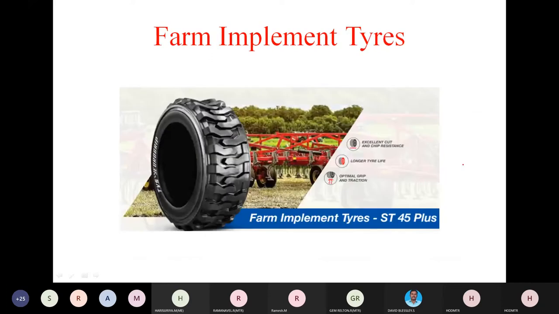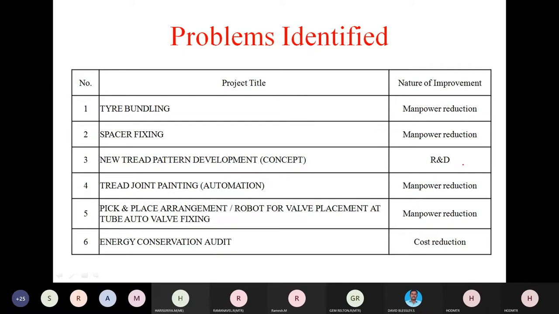So they showed all these tires during our field visit. Apart from this, we have identified some of the problems in their industry. Like the pouch folding machine, here also 3 to 4 people are surrounding a particular machine for taking the finished tire from the machine, putting a spacer inside the tire, and tying 3 to 4 tires using jute. For that, they are employing a huge manpower. If you automate this spacer fixing process as well as the tire bundling process, we can eliminate the unused manpower from this industry.